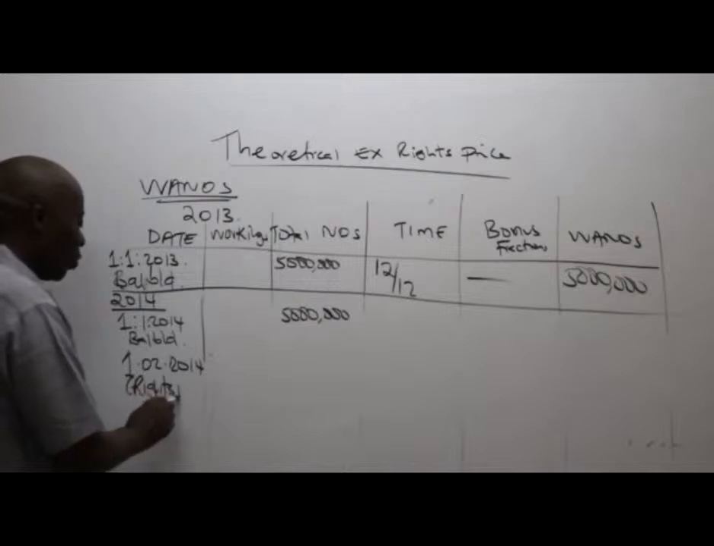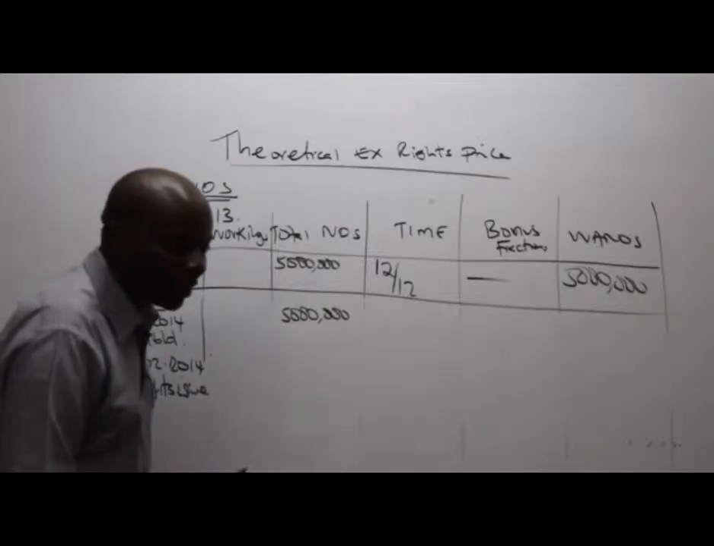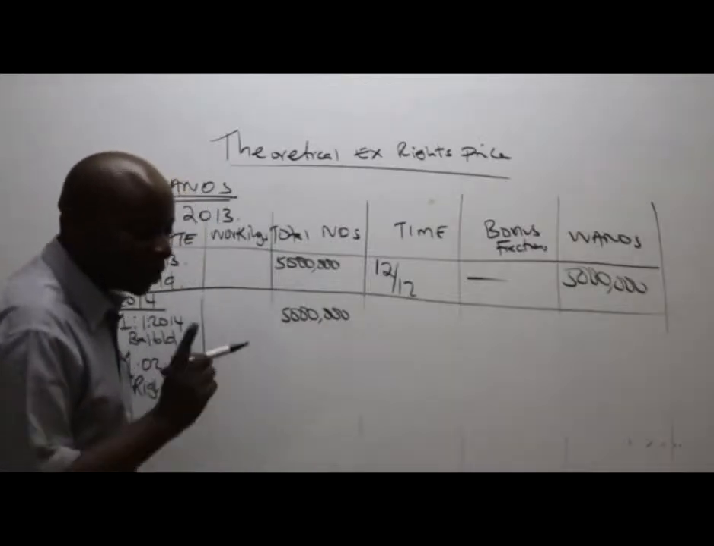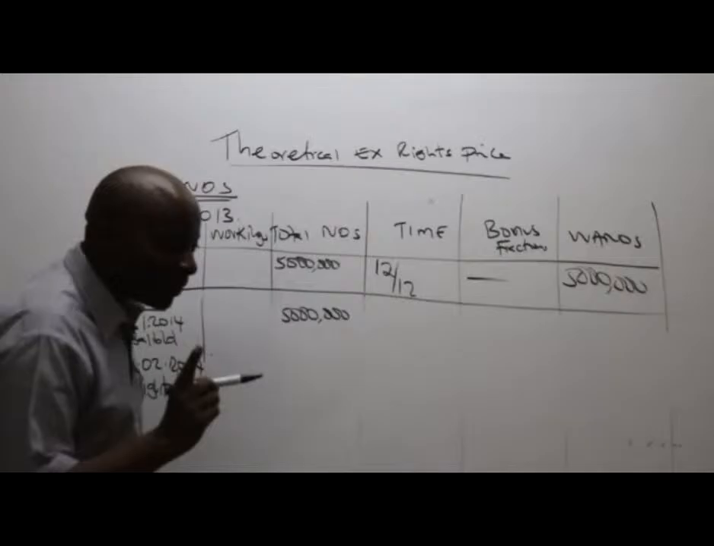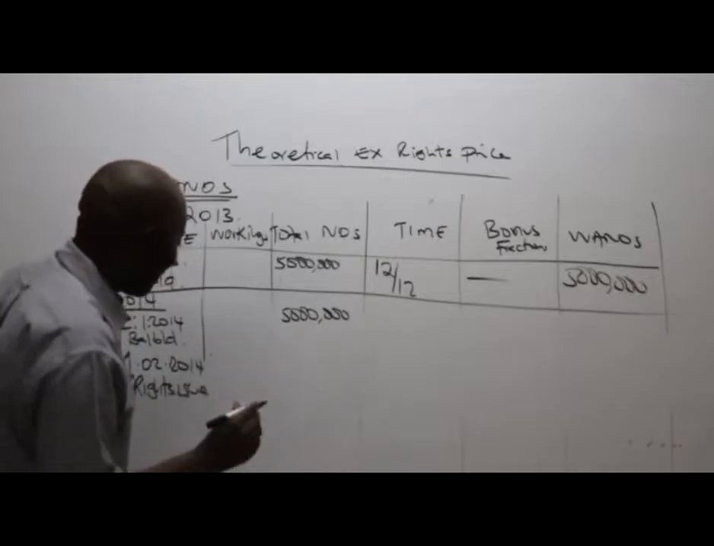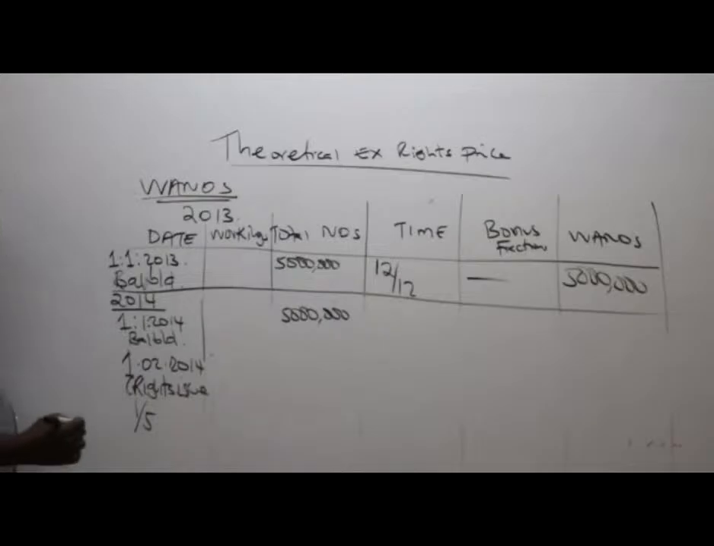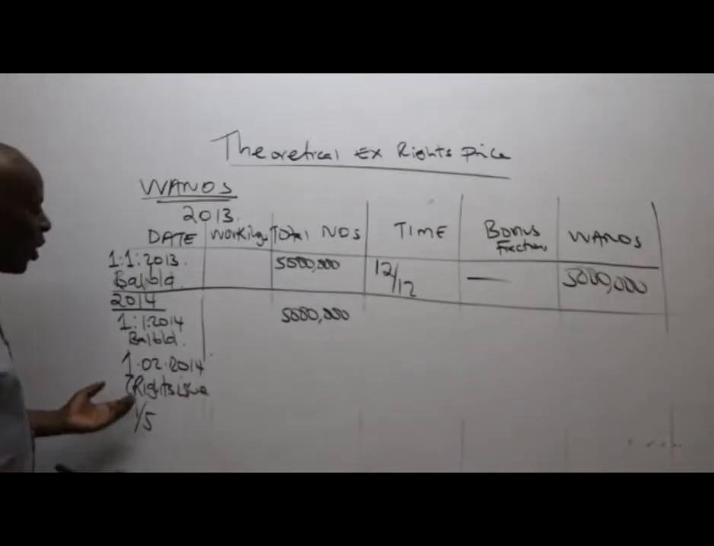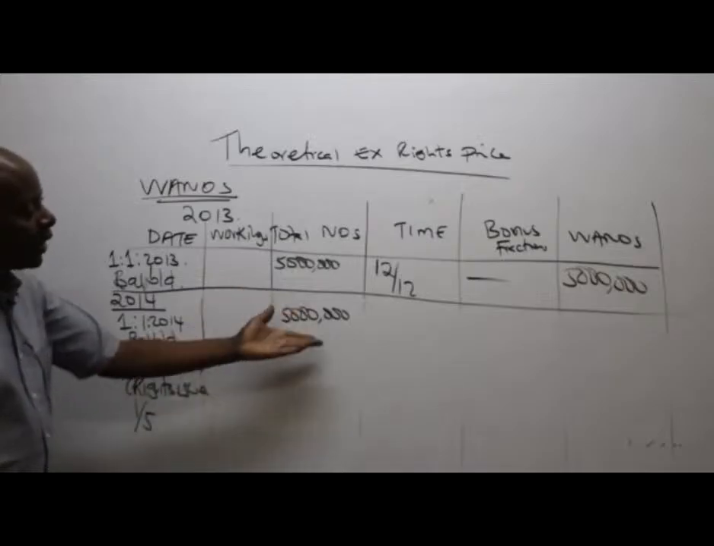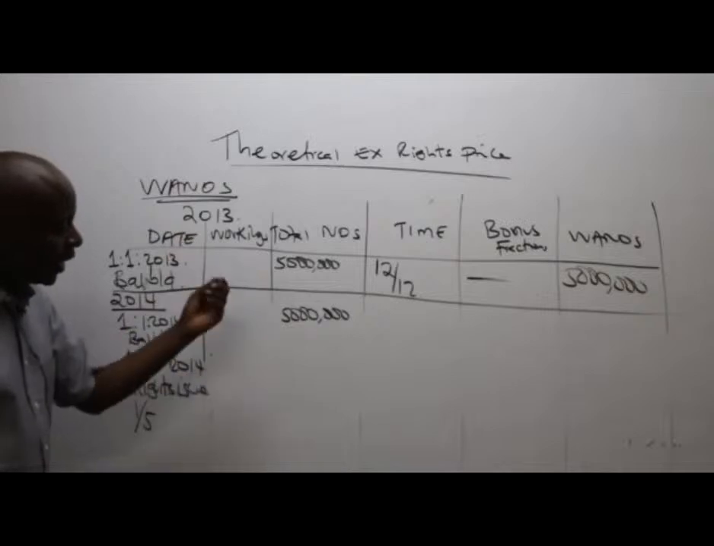A rights issue of how much? A rights issue of what fraction? 1:2? Oh yeah, unanigeleshi. A rights issue of 1:5. A rights issue of 1/5. So then what will happen? We shall take 1/5 of the number of shares we had outstanding.